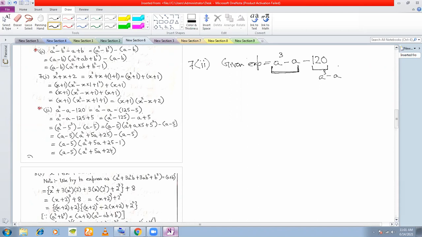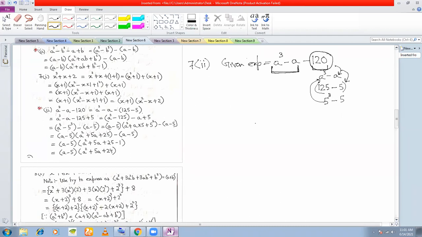See, I can write 120 as, what is the perfect cube? 125 is a perfect cube, isn't it? It is 5 cube minus 5, isn't it? I can write 120 as 125 minus 5. Why? Because 125 is 5 cube minus 5, which is of the form a cube minus a. So clearly the trick here is to break this in this form, a cube minus a, 125 minus 5.